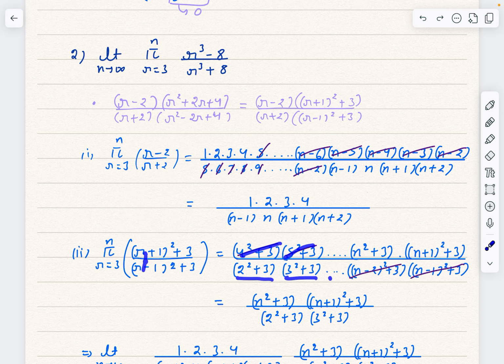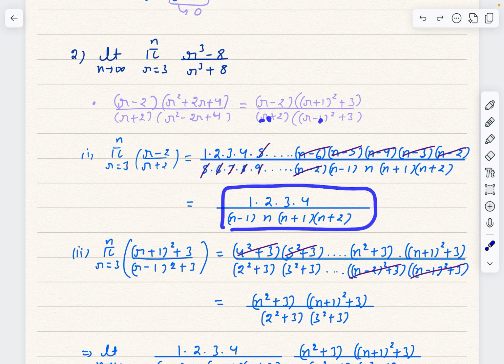The difference between these two was 2. I'm not talking about the square right now, just r + 1 and r − 1. The difference is 2. So the first two terms in the denominator are pending. Finally, the last two terms in the numerator will be pending. Because this term is n² + 3, the previous will be (n − 1)² + 3, which gets cancelled out with the last term of the denominator, (n − 1)² + 3. So these last two terms of the numerator will be pending now. It will be (n² + 3)((n + 1)² + 3) divided by (2² + 3)(3² + 3). When you multiply these two, you are left with these terms only.